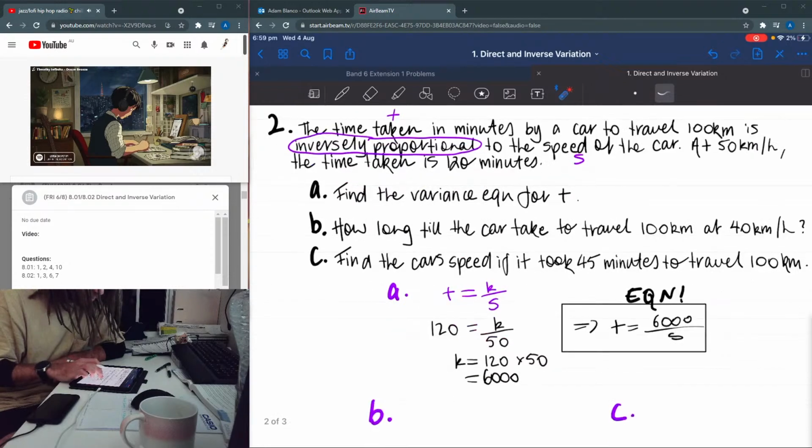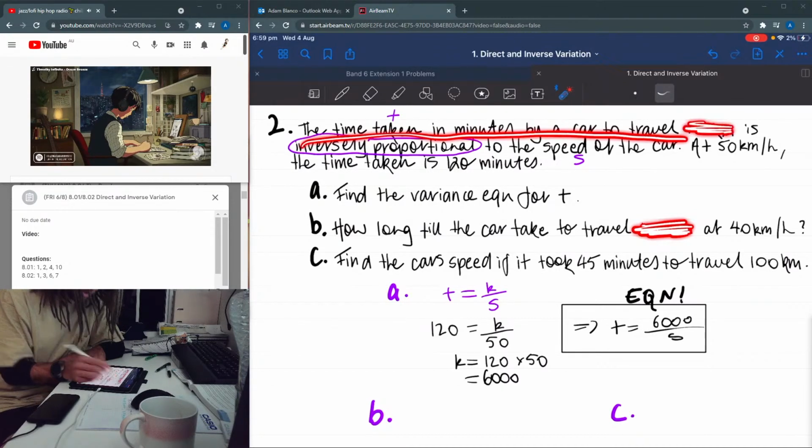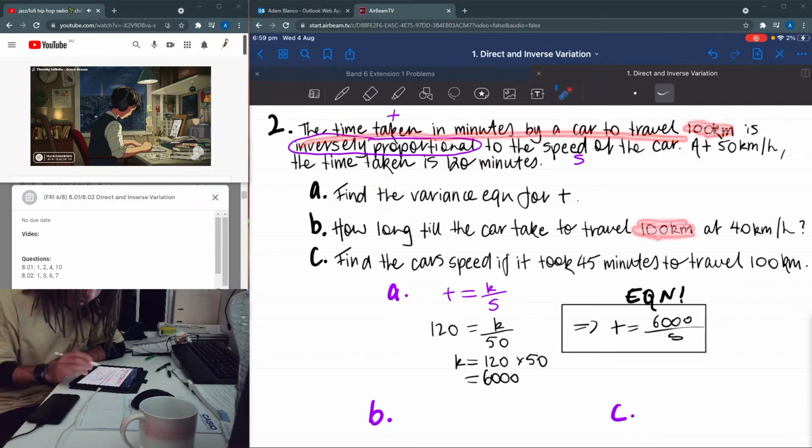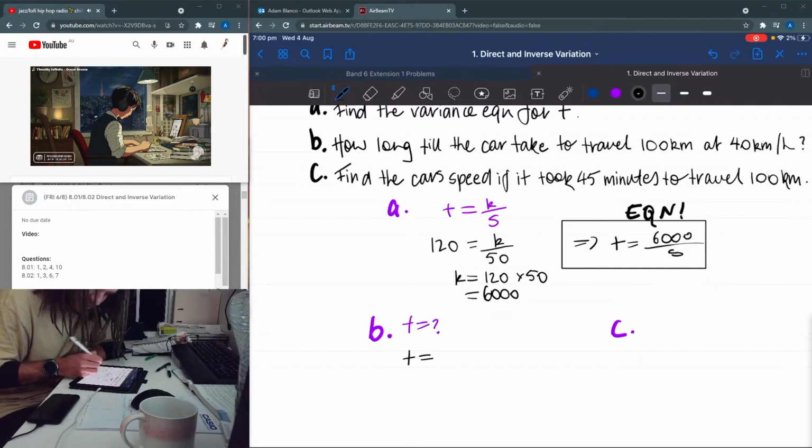Now, I just want to avoid confusion. This 100 kilometers is irrelevant. The question said, how long does it take to travel 100 kilometers? So kind of forget this exists for a sec. It's how long, so t is, let me just write this. T is what I don't know. How long will it take to get there if I'm traveling at that speed?